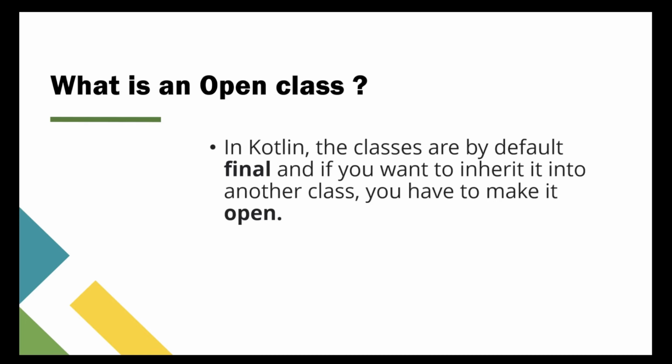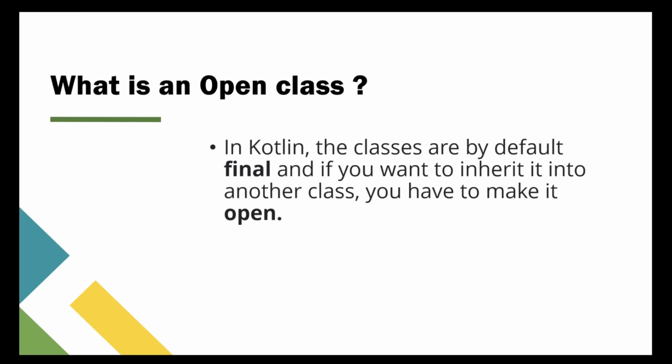In Kotlin, the classes are by default final, and if you want to inherit it into another class, you have to make it open. That means all the classes in Kotlin are by default final. Anything you want to inherit, extend, or override, you have to make open explicitly.